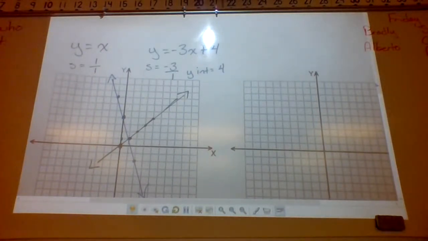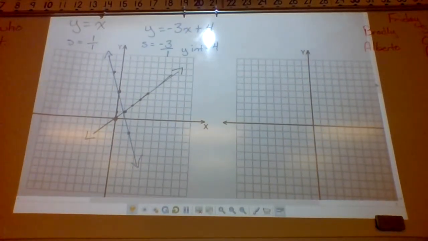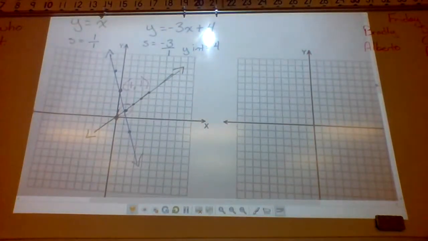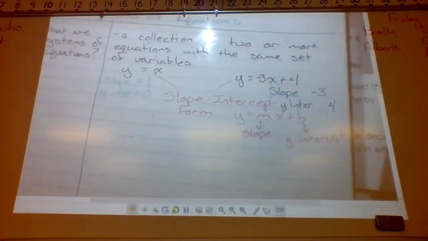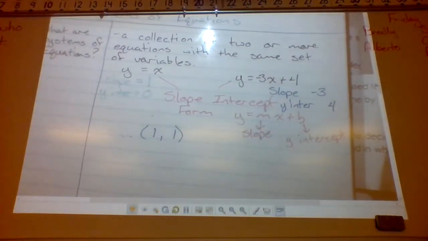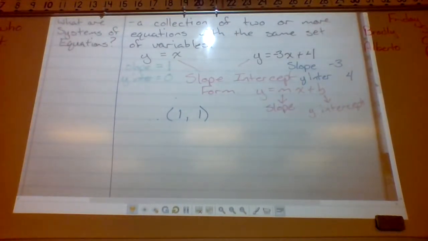All right, guess what? You just solved the systems. Where do you see those two connecting? 1, 1. You have solved the systems of equations in your notes. It's 1, 1. That's where they connect. Any questions on that? The only thing different from today than yesterday is you have 2 lines. Yesterday, you only had 1 line to graph. So we make 2 lines, and wherever they connect, that's the solution.